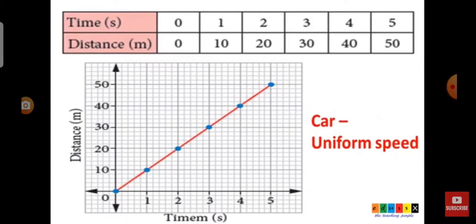In this slide, the car is at uniform speed. Here using the given time and distance, the graph is plotted. Here the graph has a constant gradient. The distance increases 10 meters every second. Here the car is traveling at uniform speed.